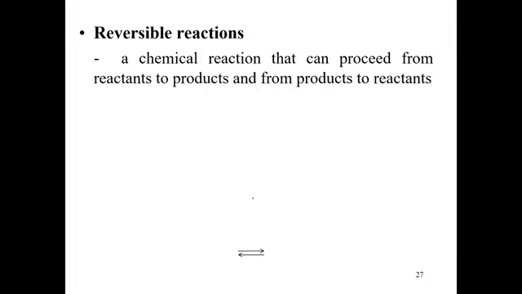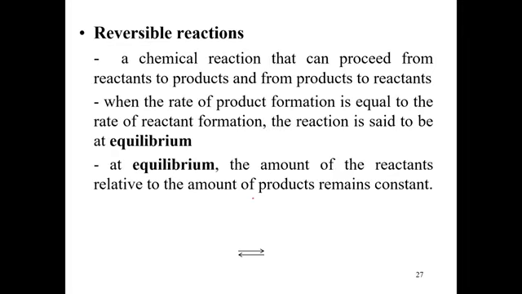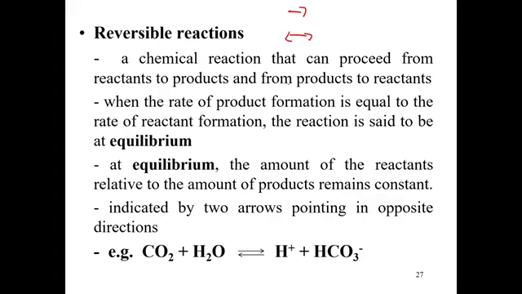Reversible reactions, these are chemical reactions that can proceed from reactants to products, and from products to reactants. When the rate of product formation is equal to the rate of reactant formation, the reaction is said to be in equilibrium. At equilibrium, the amount of reactants relative to the amount of products remains constant, and it is indicated by two arrows pointing in opposite directions. Take for example this one. Earlier I introduced you to the single-headed arrow. If you have double-headed arrows, it means that the reaction can go from left to right or right to left.